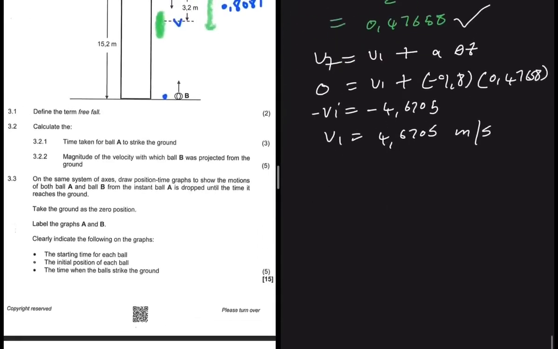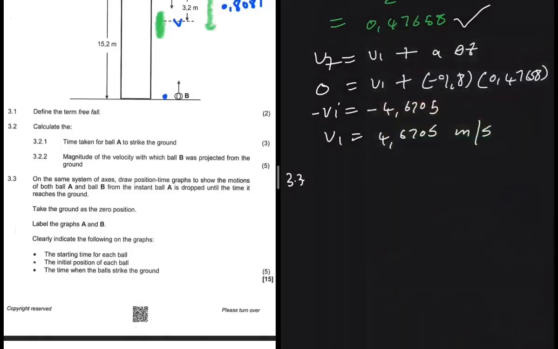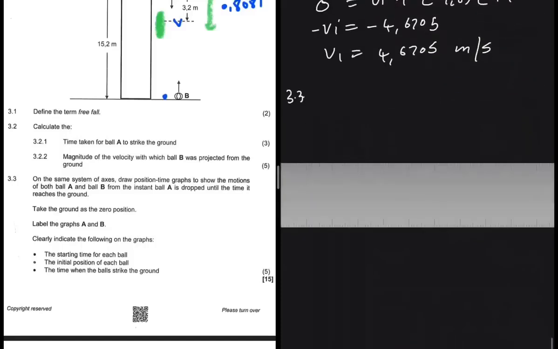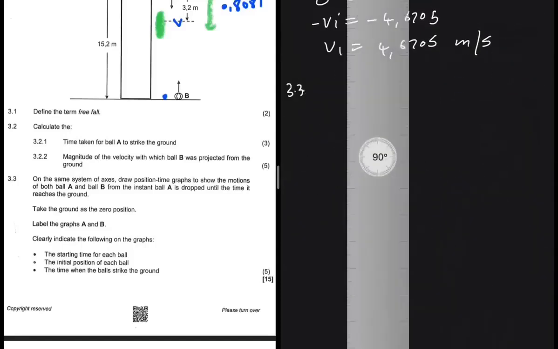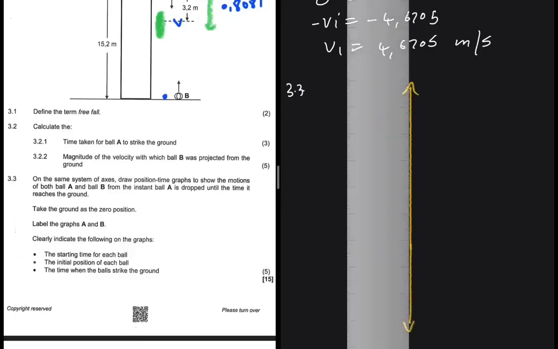Now the last question, 3.3. On the same system of axes, let's draw the position-time graphs to show the motions of both ball A and B from the instant ball A is dropped until the time it reaches the ground. Let's take the ground as the 0 position, right? Because usually they will say let's take the ground as our reference point, and that will lead to a lot of ambiguity. What do they mean? Reference point. Are we taking it as 0? But when they say we must take it as the 0 position, that is clear. There is no ambiguity. You know exactly what is expected of you.